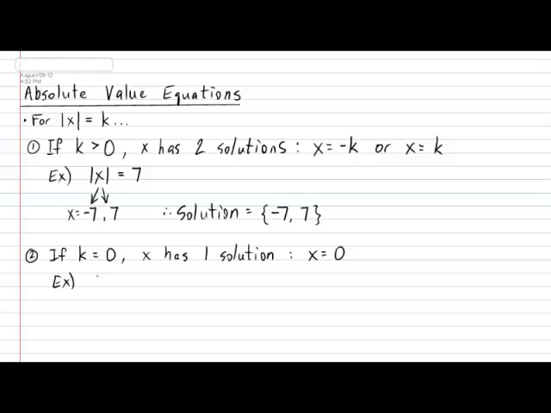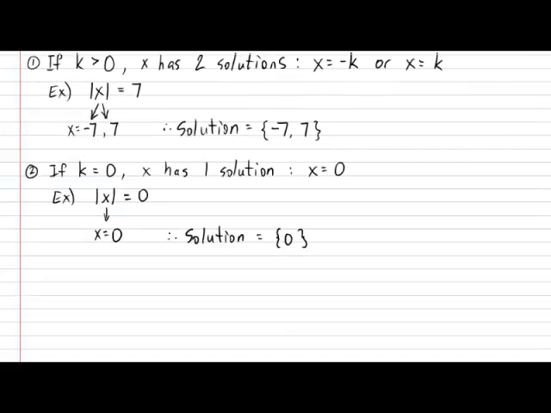So, suppose I give you this very simple equation. The absolute value of x equals 0. So what's the only thing that x could be? Well, it has to be 0, because the absolute value of 0 is 0. There's no other choice. So therefore, your solution is simply 0.